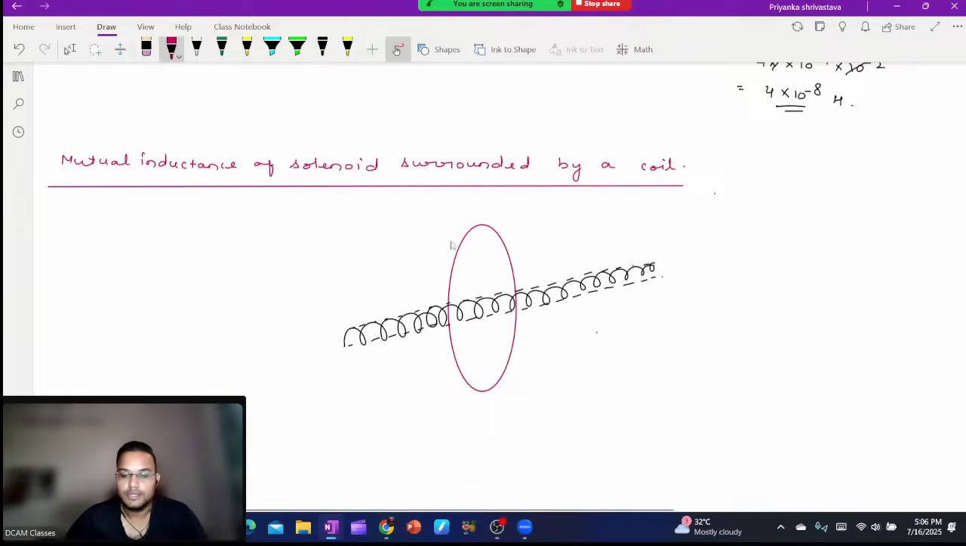What is given to you? Number of turns in the coil, the outer one, is N2. Number of turns in this particular coil is N1. The length of this particular solenoid is L1. One more thing I should give you: the radius of this solenoid is R1. Now try to find out the mutual inductance of this setup.